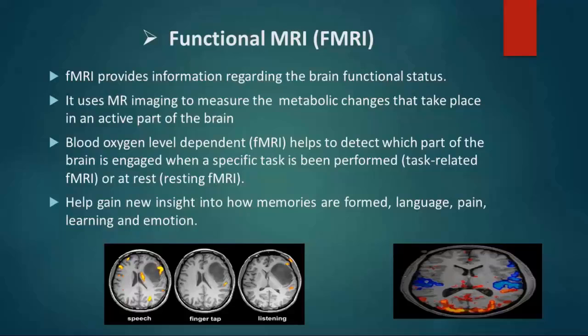And as you are listening to this information, certain parts of your brain are active and blood flow over there is increased. When the blood flow over there is increased, the functional MRI machine picks up on that and highlights which part of your brain the blood oxygen level has increased in. And functional MRI will help us gain insight into how memories are formed, language, pain, learning, and emotions.